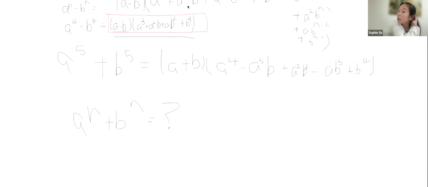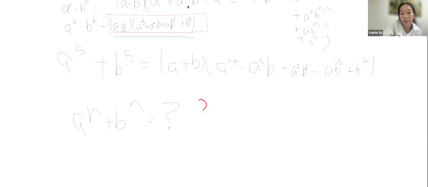Yeah, that was correct. It's just we have to note that it only works when n is odd. Do you know why? Would anyone like to try to explain why it only works when n is odd? Like, why wouldn't it work when n is even?